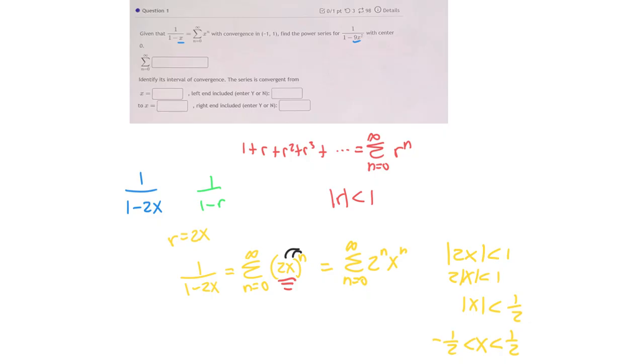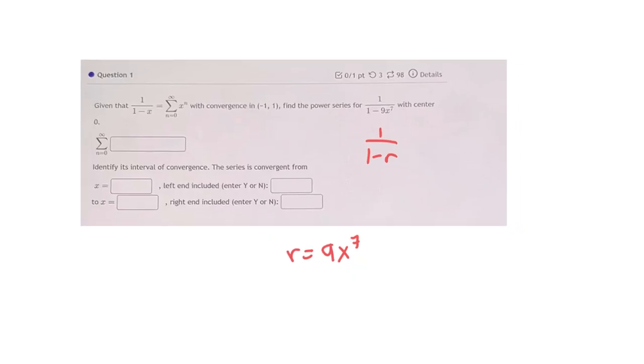So the bottom line is we have to acknowledge that this is indeed a geometric series pattern here, where the 1 over 1 minus 9x to the 7th matches that 1 over 1 minus r thing. So in this case, of course, the r is 9x to the 7th power. Therefore, we could replace r in the geometric series formula with 9x to the 7th.